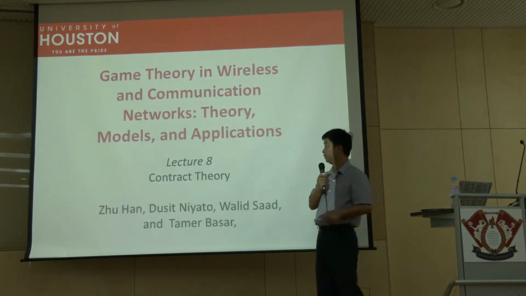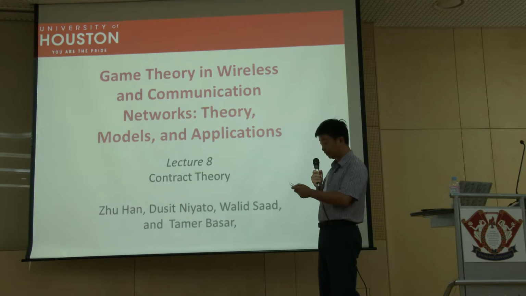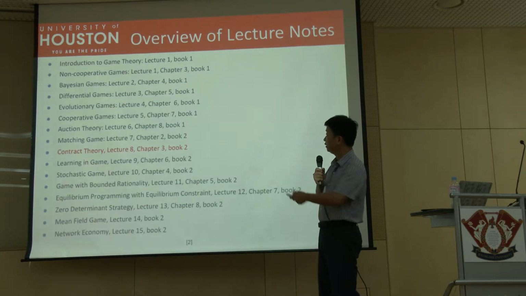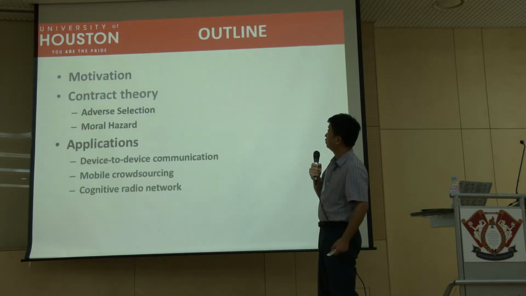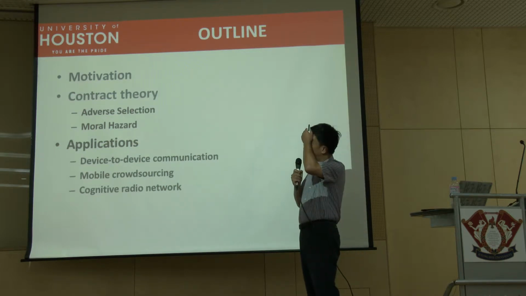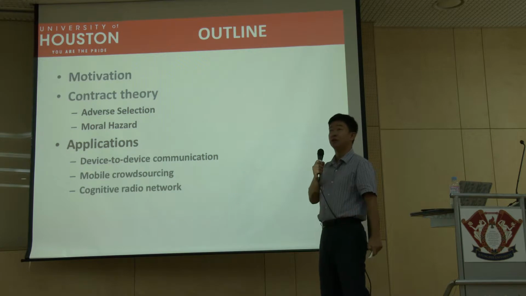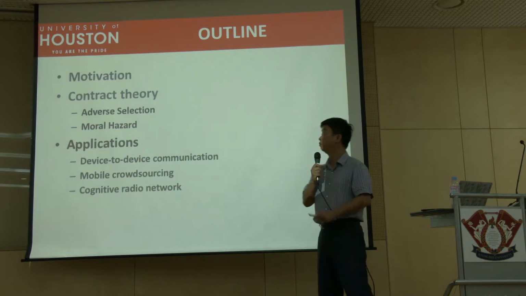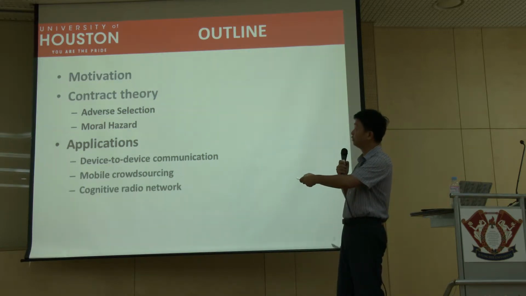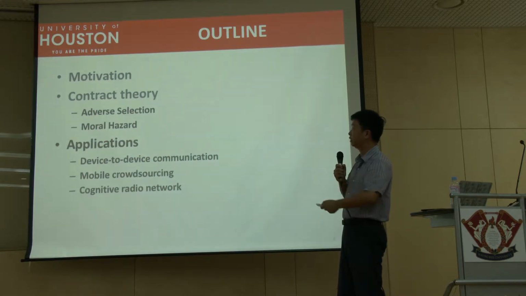And in this class, we talk about the contract theory. Here's an overview. The outline is that we talk about the motivation, and then we talk about the contract theory. Contract theory has many types. The most important two types are called adverse selection and moral hazard. Then we talk about the applications, how to utilize it.